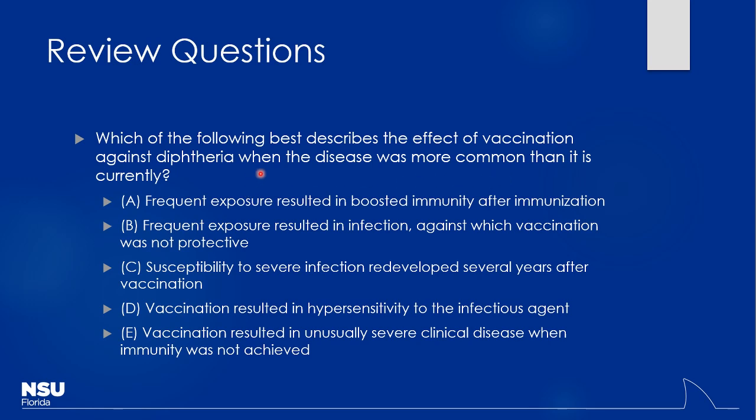Which of the following would you think best describes the effect of vaccination against diphtheria when the disease was more common than it is currently? So back in the day, it was more common than it is now. How do we talk about the effects of vaccination? Frequent exposure resulted in boosted immunity after immunization. Frequent exposure resulted in an infection against which vaccination was not protective. Susceptibility to severe infection redeveloped several years after vaccination. Vaccination resulted in hypersensitivity, or vaccination resulted in unusually severe clinical disease when immunity was not achieved.